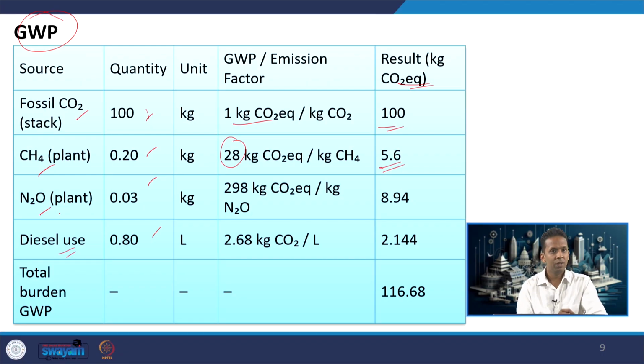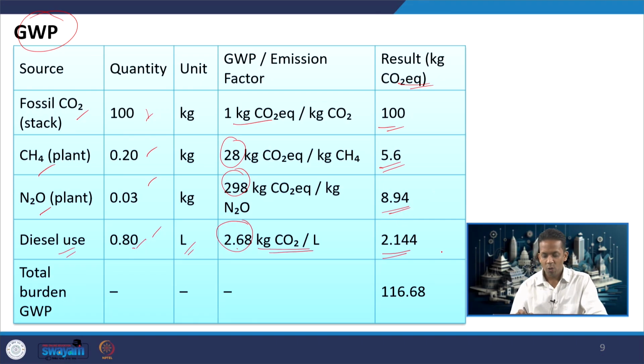Similarly, for N2O, the GWP factor is 298. So, 0.03 into 298, so it is 8.94. Finally, diesel use. Diesel we do not have in kg, but we have it in liters. So, if we get the emission factor in liters, like kg CO2 per liter, it is 2.68. If we multiply this emission factor by 0.8, we can get the emissions from diesel in terms of kg CO2 equivalent.